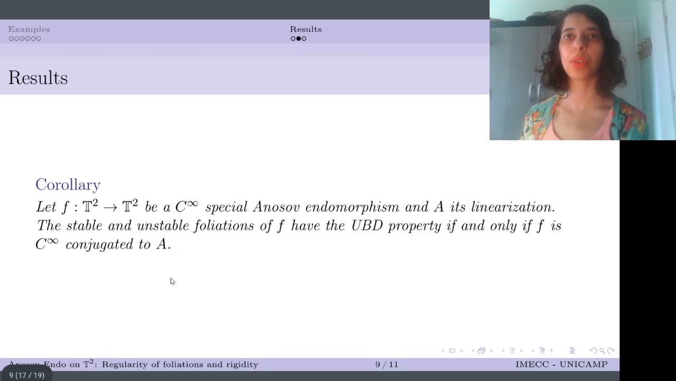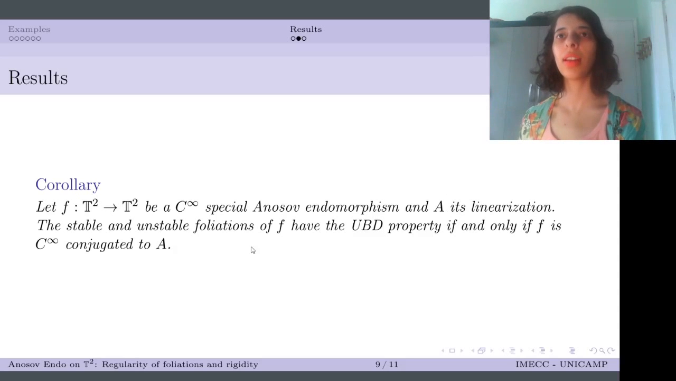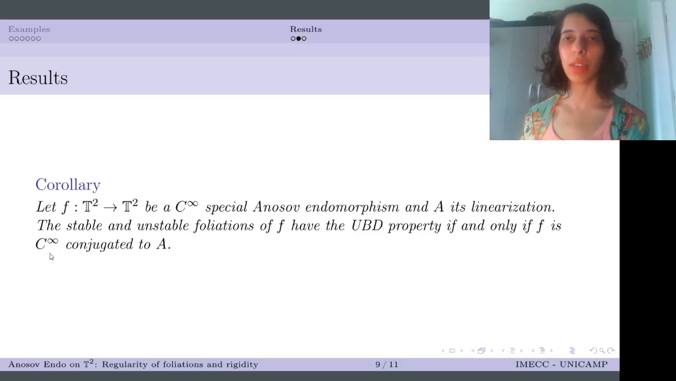Joining these two results, we have this characterization of a smooth conjugacy, provided that there is a conjugacy. That's why we ask F to be special. Then there is a conjugacy with its linearization, and this UBD property in both the stable and unstable foliations is equivalent to this conjugacy being C^infinity.